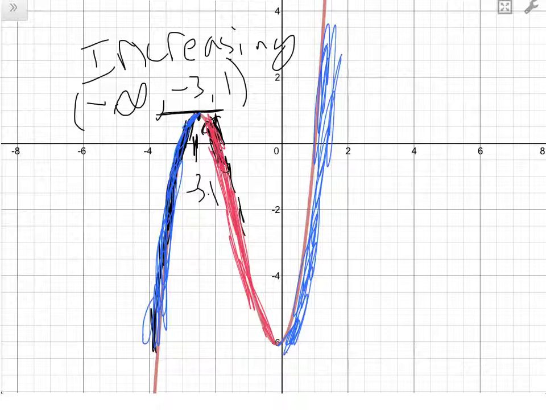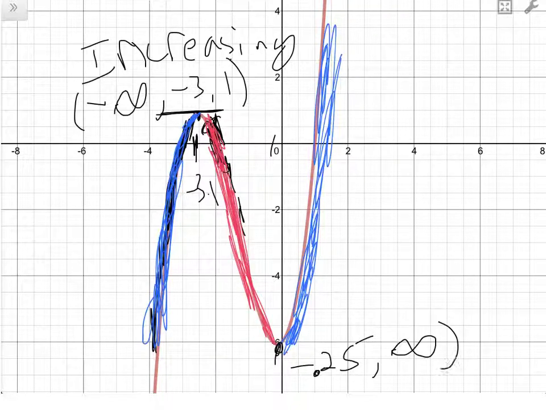So what do you think that number is? Negative 0.25, right here, at the x value? There are ways to find it, and we aren't going to worry about that yet. So it's increasing from negative 2.5 to infinity, open on both, and from negative infinity to negative 3.1. If we were in open math, you'd have to do a union in between those, right?